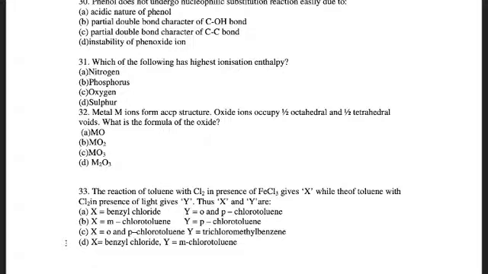X is o and p chlorotoluene and Y is trichloromethylbenzene. The answer is option C.